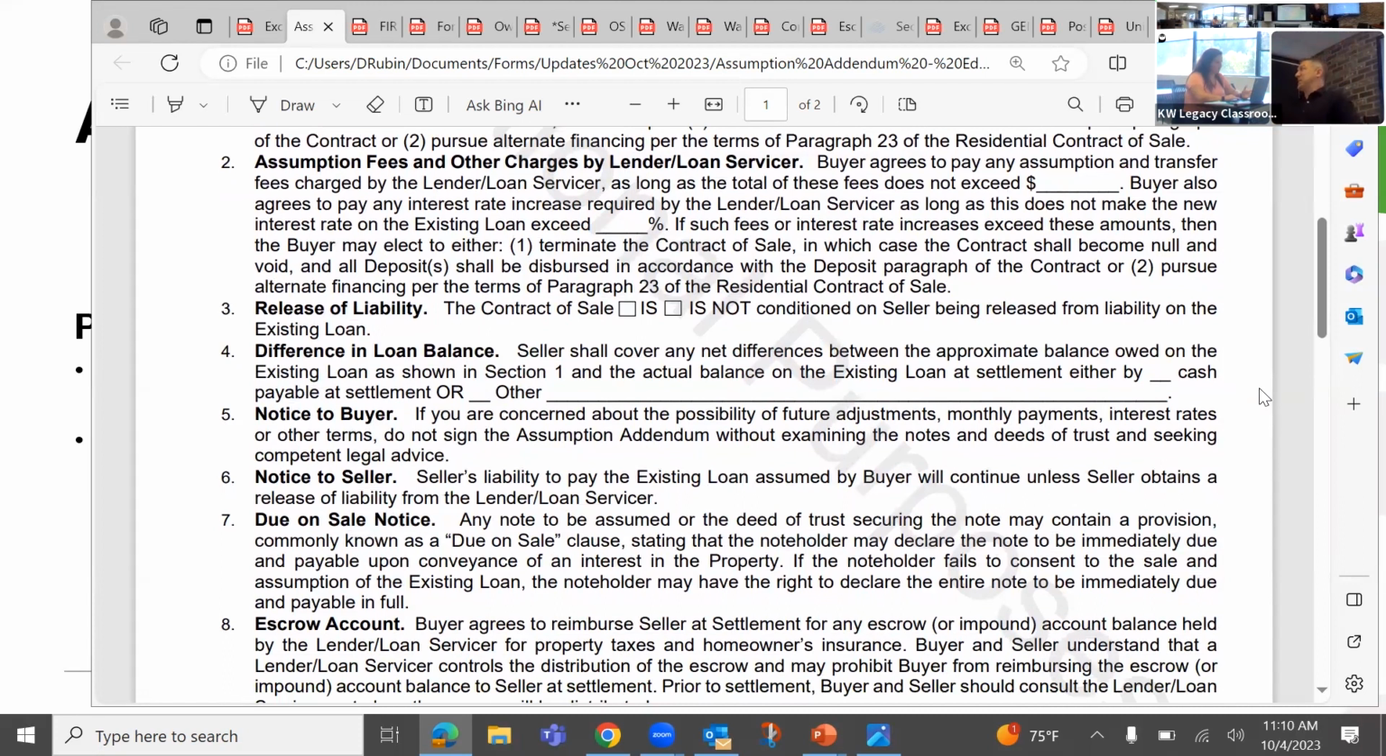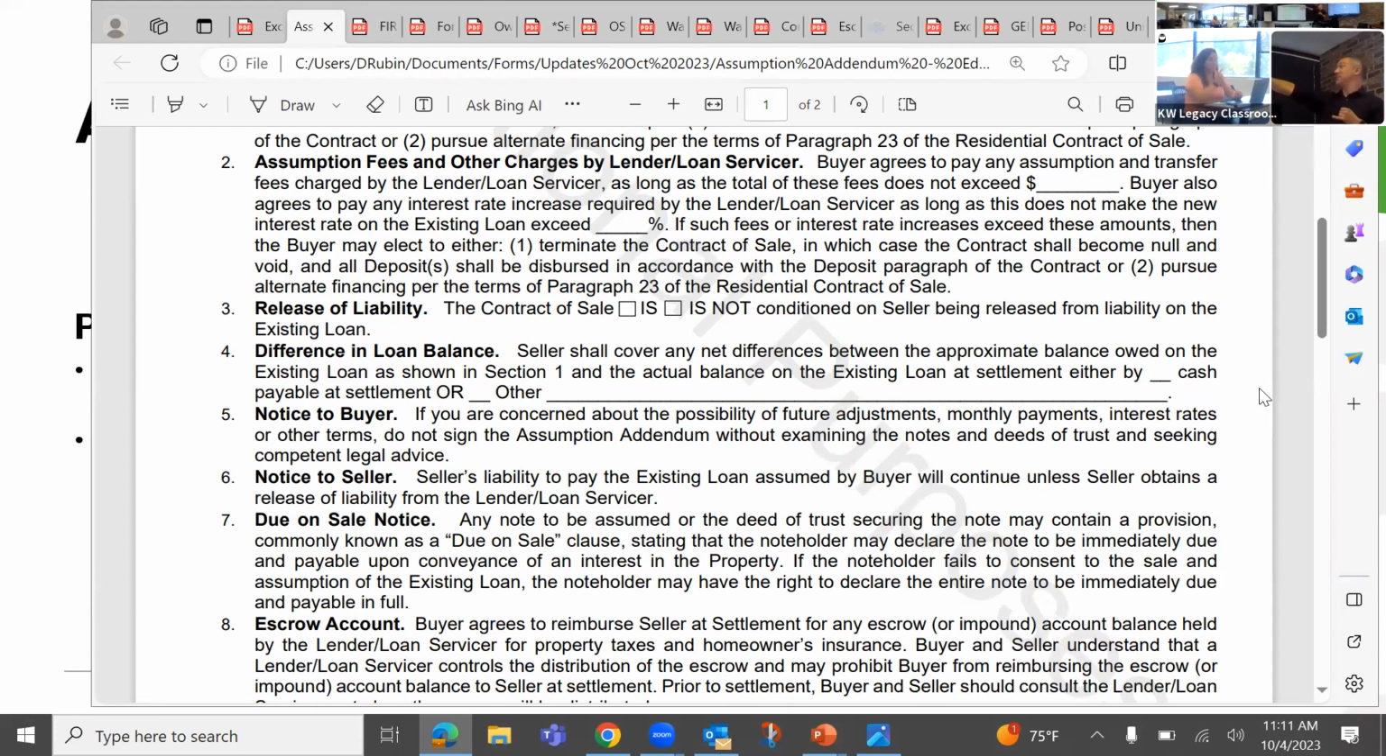The other piece that stresses me out about assumptions is that it's not clear whether or not the original seller is actually off the hook for the loan, even if somebody else is making the payments, right? So section 3 here is really important. So the seller will need to decide. And if I'm the seller, I'm not touching this with a 10-foot pole unless I'm getting a written release from my lender. Because I don't want this guy's default to come back on me, right?